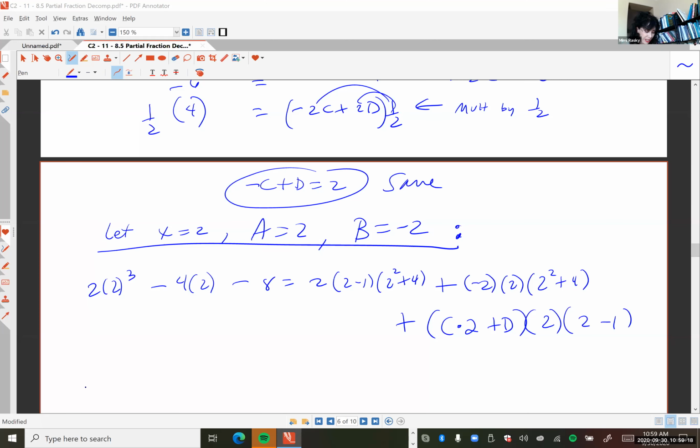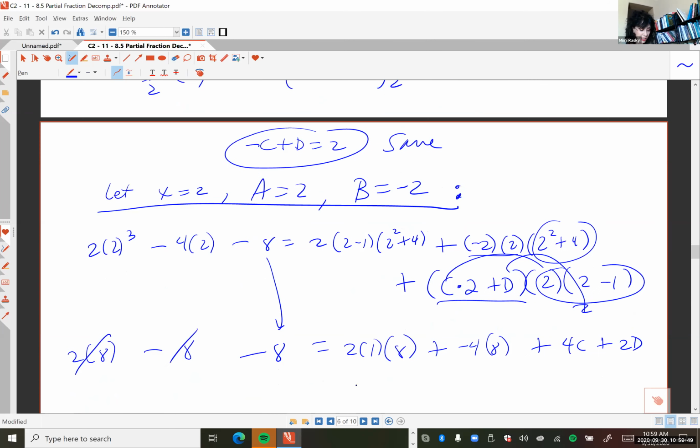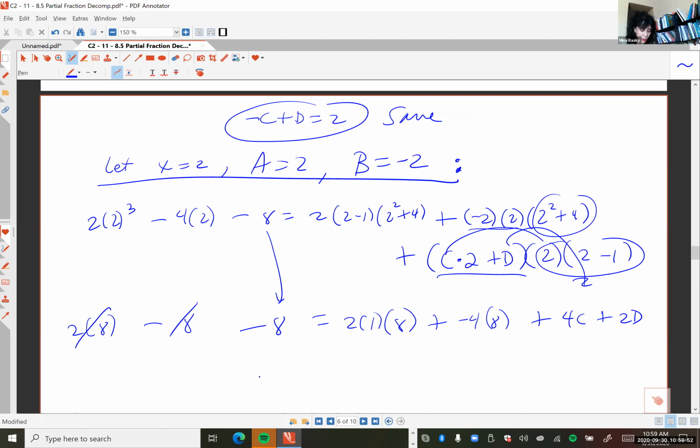Now what? On the left, you have 2 times 8 minus 8, that adds up to 0, minus 8, you still have that 8, is equal to 2 times 1 times 4 plus 4, which is 8, plus negative 2 times 2 is negative 4, and then 2 squared plus 4 is another 8, plus, and then this right here is just a 2, and if you distribute your 2 over this sum, 2 times 2c is 4c, and 2 times d is just 2d. I know, this is a nightmare. And so what do I have? I have negative 8 is equal to 16 plus negative 32, plus 4c plus 2d.